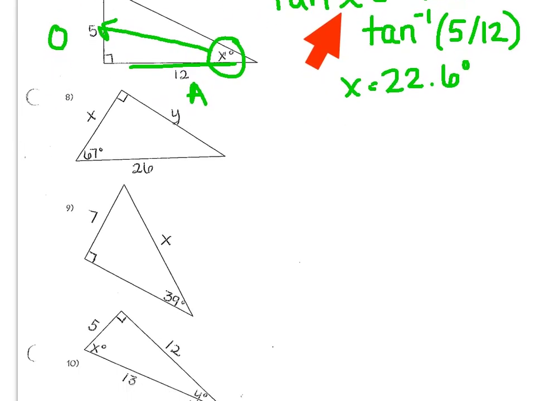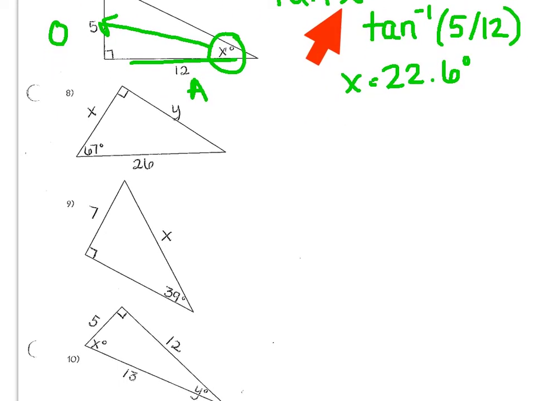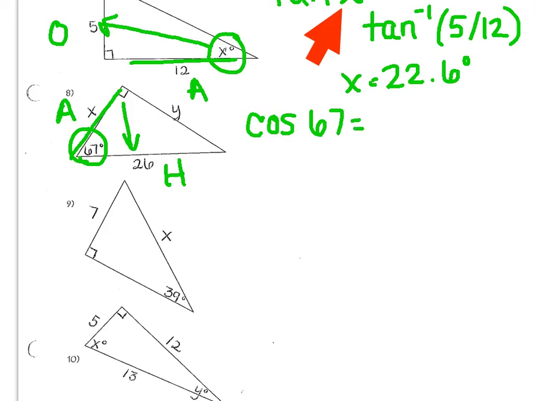Let's take a look at number 8. So I'm going to have to do two separate problems here, one to find x and one to find y. So let's start with x. If 67 degrees is my angle, then the x is my adjacent side, and the 26, because it's across from the 90, is my hypotenuse. So A and H means I'm going to use cosine. So I would use cosine of 67 is equal to adjacent over hypotenuse, so that would be x over 26.